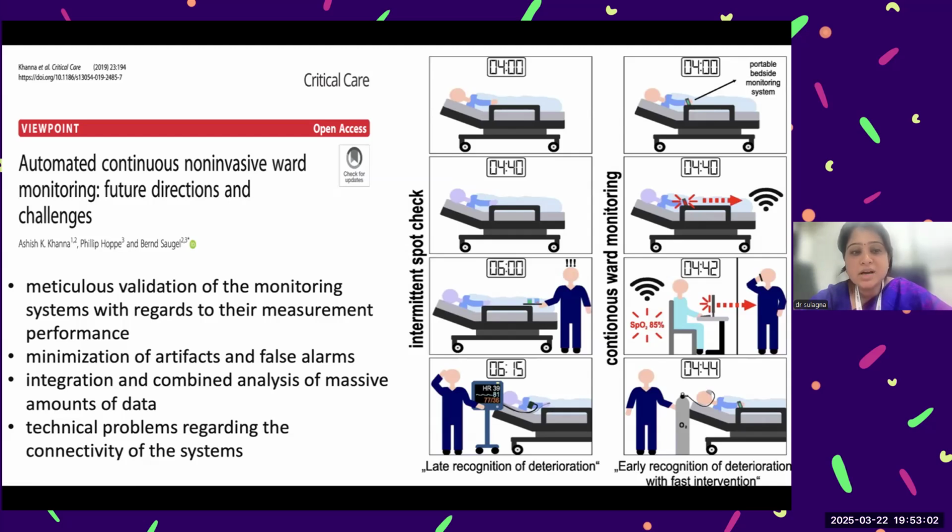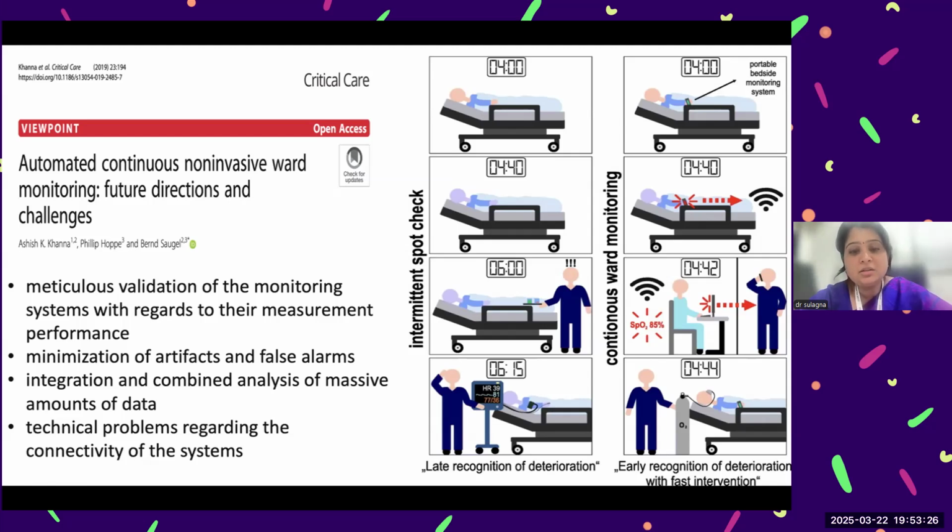However, these systems have to be meticulously validated with regards to their performance. Minimization of artifacts and false alarms is a concern, because the sensitivity and the specificity of the thresholds may lead to a lot of false alarms and a lot of unnecessary engagement from the treating team.